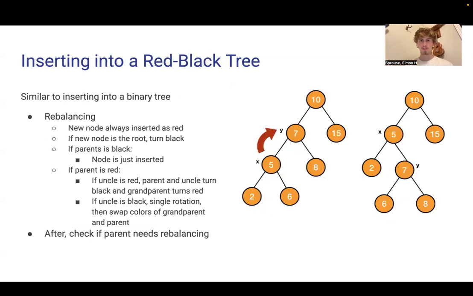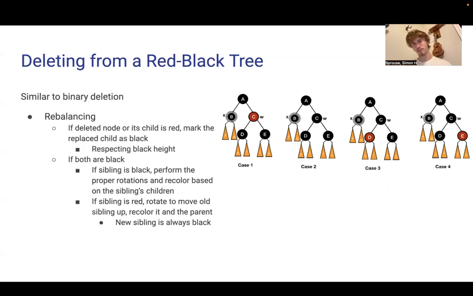Searching a red-black tree is exactly the same. So inserting is really what we're going to focus on today, like we did last time. I think these slides cover deleting. I don't think y'all need to know deleting from a red-black tree. If you are really curious, knock yourself out, look this stuff up.